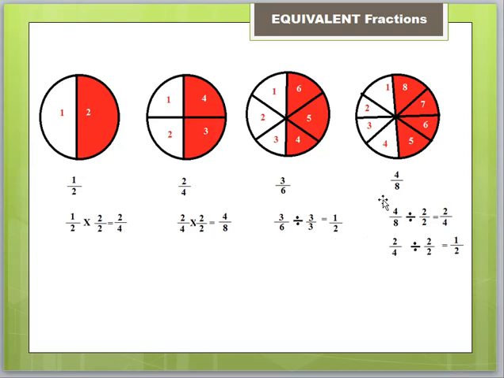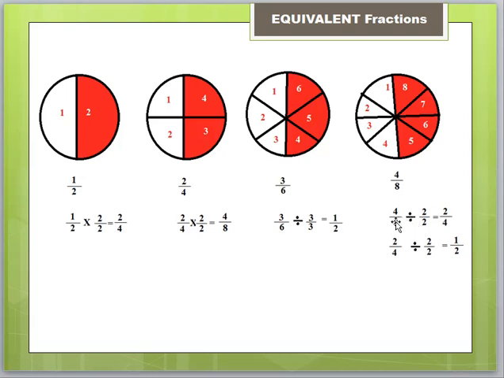Once again, we'll see 4 upon 8. Now, I want to reduce this fraction to its lowest form. I will divide 4 upon 8 by 2 upon 2. 2 twos are 4 and 2 fours are 8. So I got 2 upon 4 as a new fraction. But I could see that 2 upon 4 could be further divided by 2. So 2 ones are 2, 2 twos are 4. So I got 4 upon 8 as equivalent to 1 upon 2.